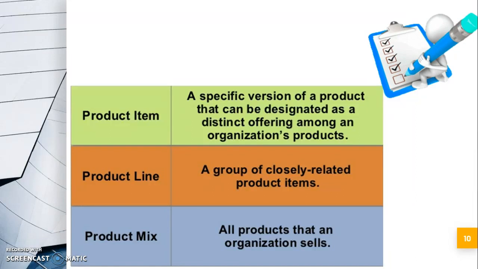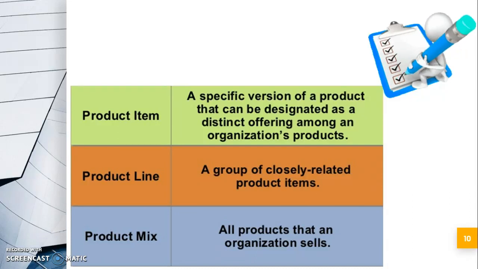So a product line is a group of closely related products. Example, Gatorade. If you have a red Gatorade, another red Gatorade is the same product item. But if you have a red Gatorade and, I don't know, an orange Gatorade, they are the same product line, but they are different product items. Okay? Because their barcode is not the same.